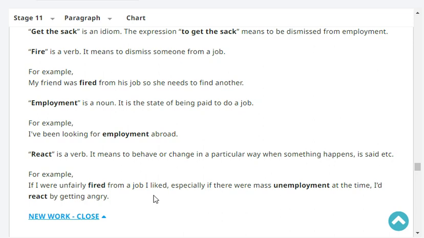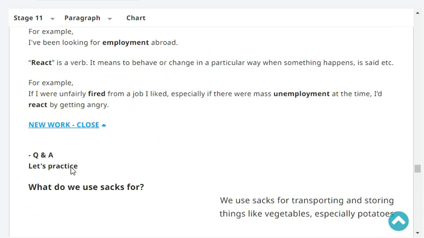It means to behave or change in a particular way when something happens, is said, etc. For example, if I were unfairly fired from a job I like, especially if there was mass unemployment at the time, I'd react by getting angry.